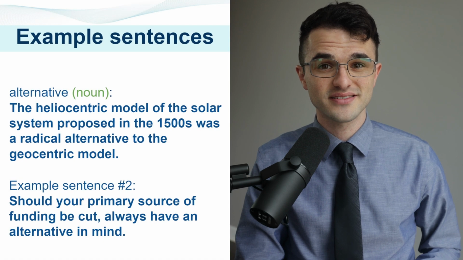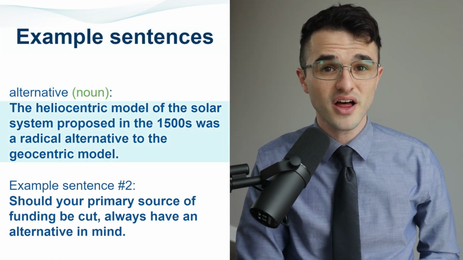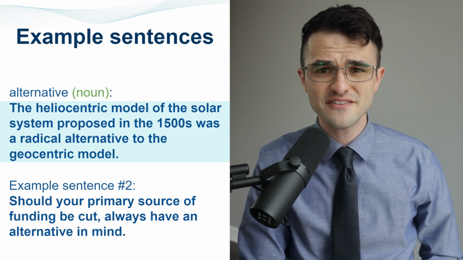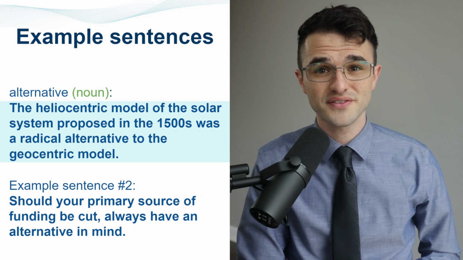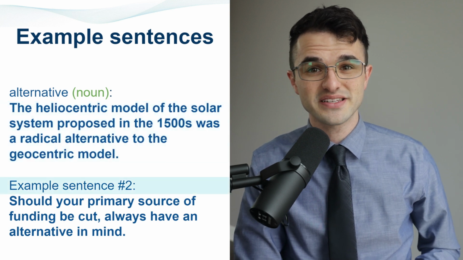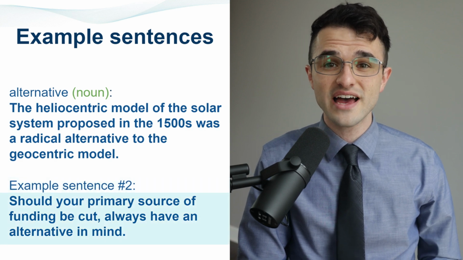Example sentences: alternative, noun. The heliocentric model of the solar system proposed in the 1500s was a radical alternative to the geocentric model. Example sentence number 2: should your primary source of funding be cut, always have an alternative in mind.